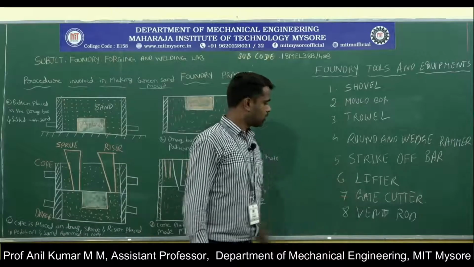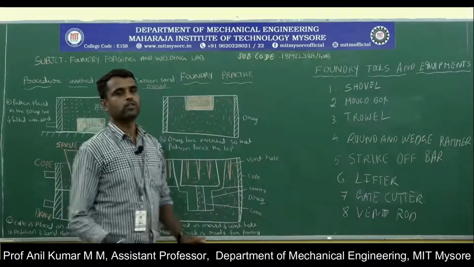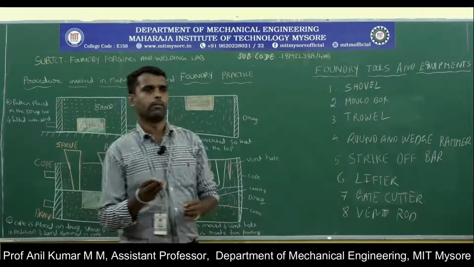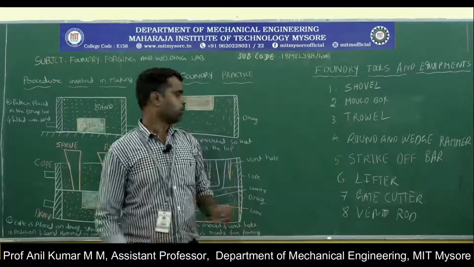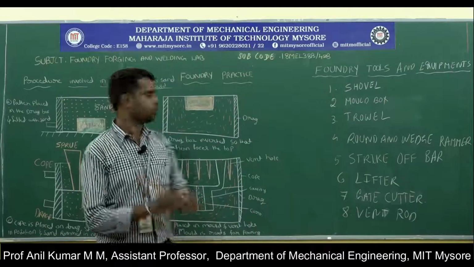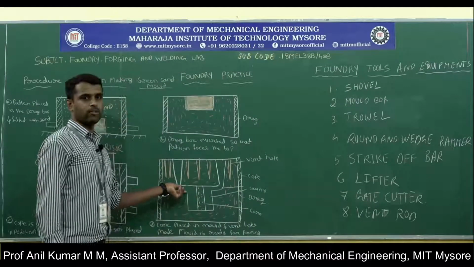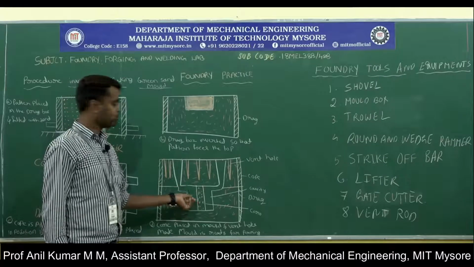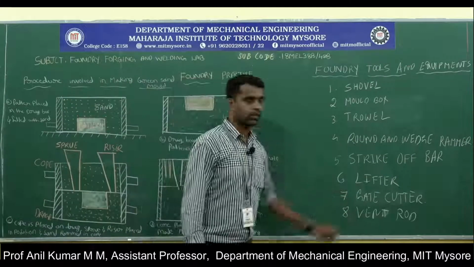Okay, next, the gate cutter. It is used to cut the gate. It is made of thin sheet metal, and this gate cutter is used to cut the gate. The gate is the shortest passage through which the molten metal enters the mold cavity. For cutting the gates, the gate cutter is used.